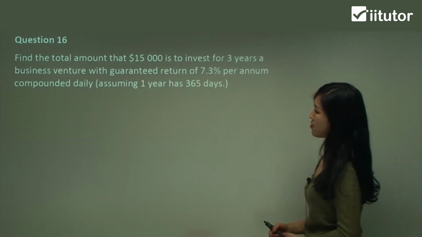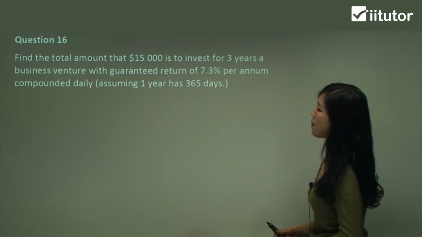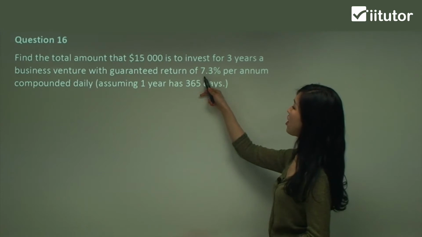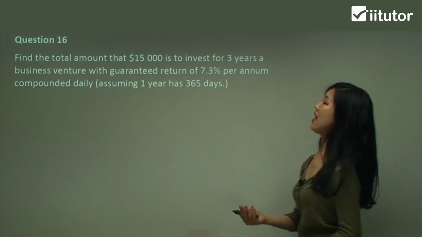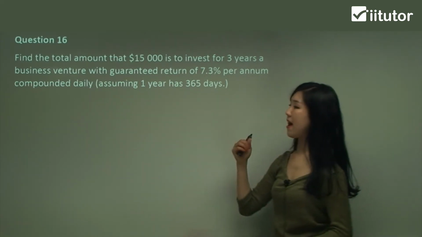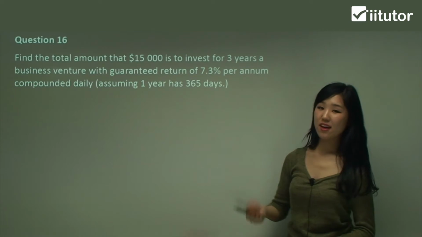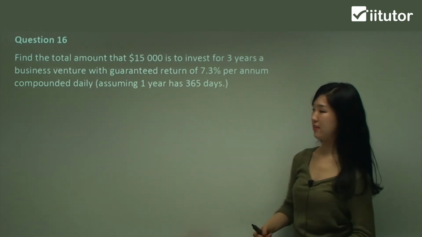Question 16, find the total amount that $15,000 is to invest for 3 years, a business venture with guaranteed return of 7.3% per annum, compounded daily. And just neglect the leap years. We're just going to assume that 1 year has 365 days. Okay, and even if it doesn't mention, we usually just assume that there are 365 days.